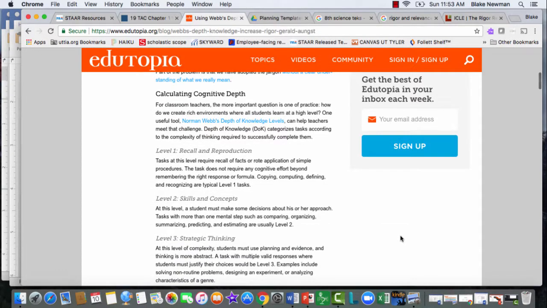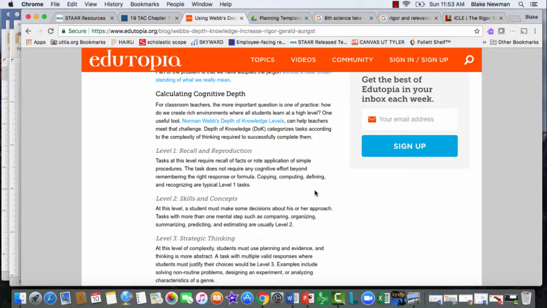You have to remember that DOK is not the verb. So when you're looking at Bloom's, they have verbs. When you look at the TEKS, they're often written in a verb form, like what are the students expected to do? Well, they're going to analyze or they're going to summarize. But when you're looking at the DOK information, it's the cognitive process that is taking place in the student's mind for them to apply and create and develop new deliverables. So, level 1, recall and reproduction. Tasks at this level require recall of facts or rote application of simple procedures.